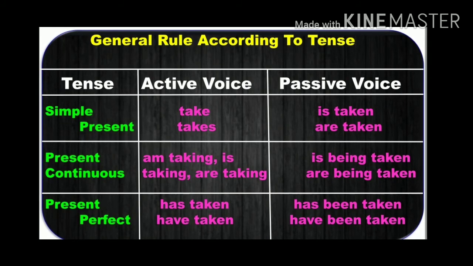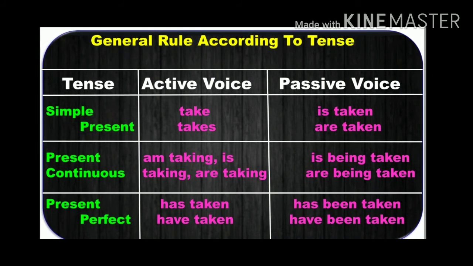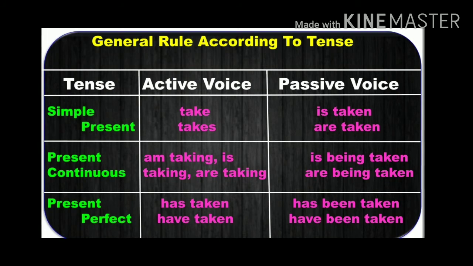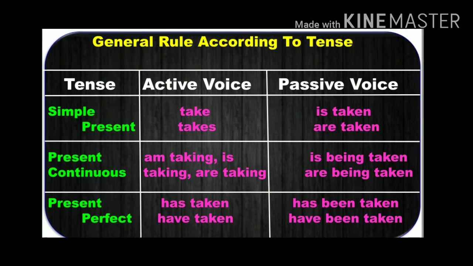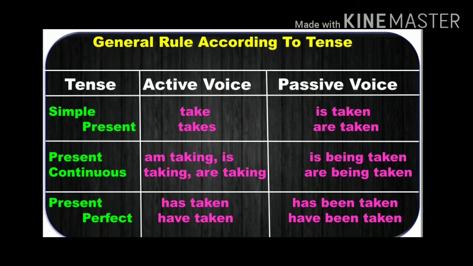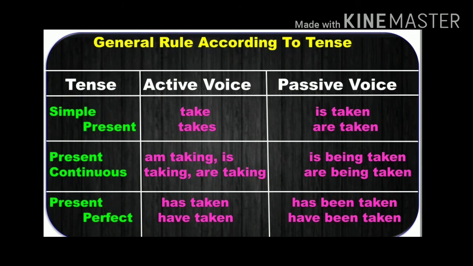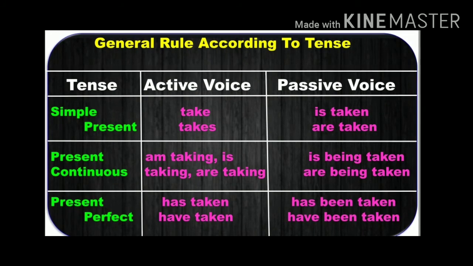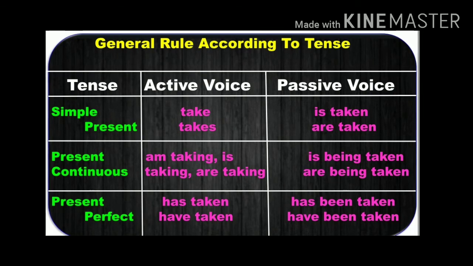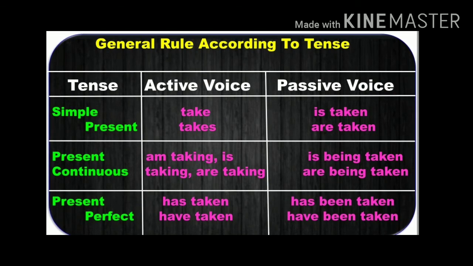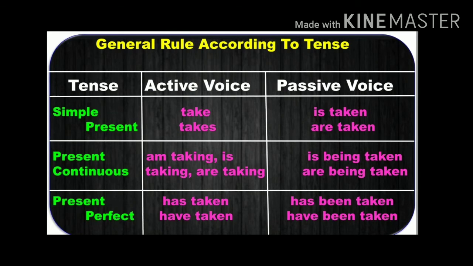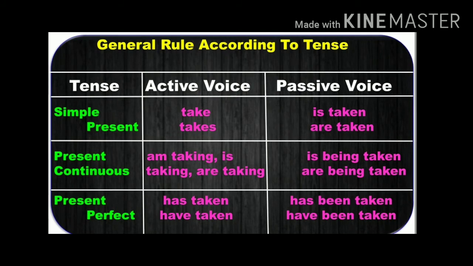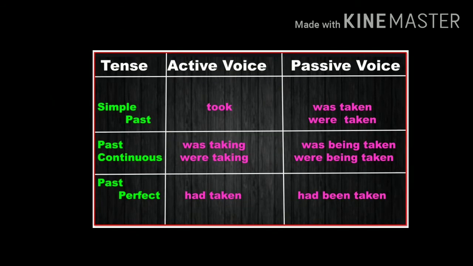And the next one is present perfect tense. In a sentence, if we have has or have plus the third form of the verb, then that sentence will be considered as present perfect tense. So when it goes to passive voice, we should use have or has plus been plus the past participle of the verb. Look at the example: in the active voice, has taken, have taken. When it goes to passive voice, has been taken and have been taken.